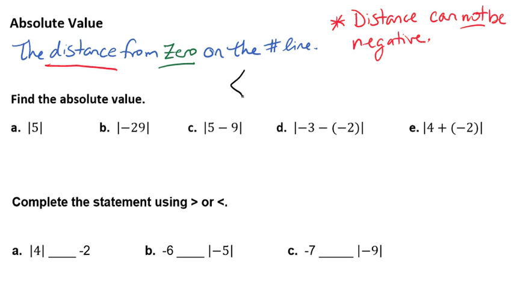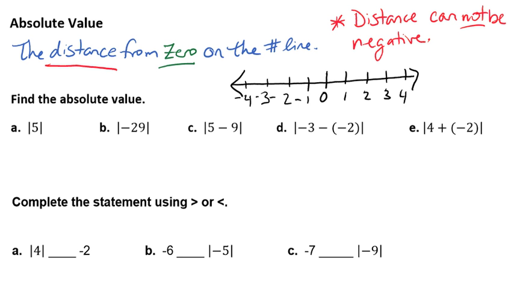Well, if I had a number line like this, and I was thinking about what is the absolute value of the number 3, I would have to count from 3 to 0, and I would have 1, 2, 3. It is 3 places away from 0, which means that the absolute value of 3 is 3 because it's 3 places from 0.